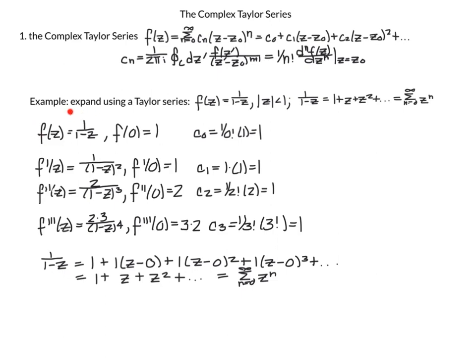So what that gives us is f of z equals 1 over 1 minus z equals our c naught, which is 1, plus c1 times z minus z naught, which is 0, so z minus 0, plus c2, which is 1, times z minus 0 squared, plus 1 times z minus z naught cubed. So we have this function is equal to 1 plus z plus z squared up to z to the n, or in other words, the summation from n equals 0 to infinity, z to the n. So I have this written up here as my solution.